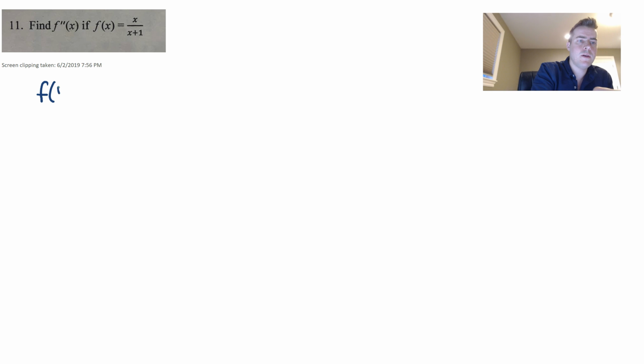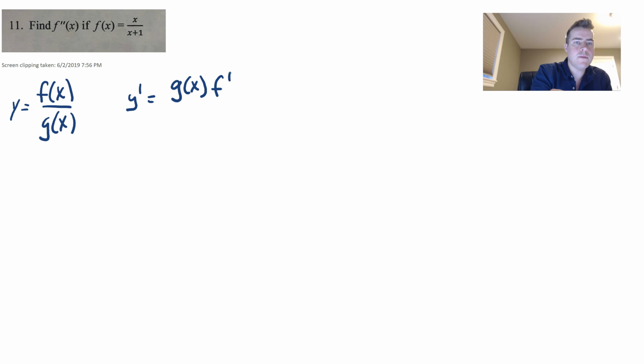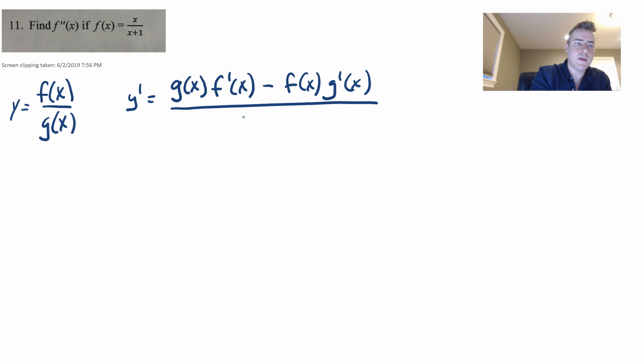If you have f of x over g of x, let's just call that y. The derivative of that is you're going to take the bottom times the derivative of the top, minus the top times the derivative of the bottom, and you're going to put that all over the bottom squared. Some people write this as g of x squared.